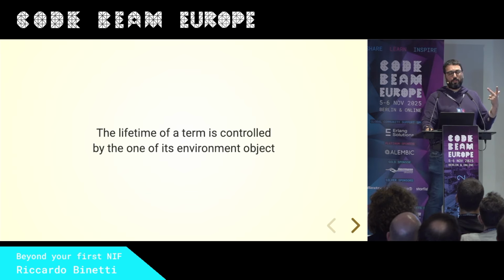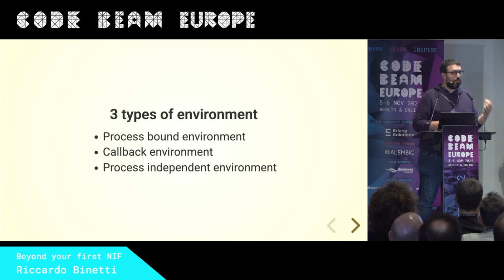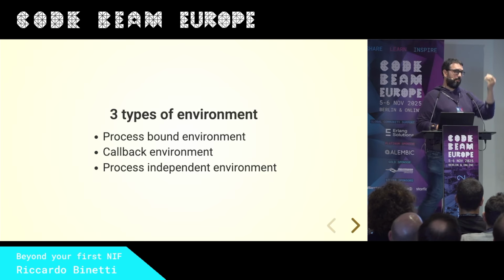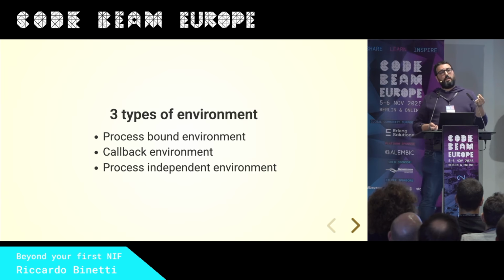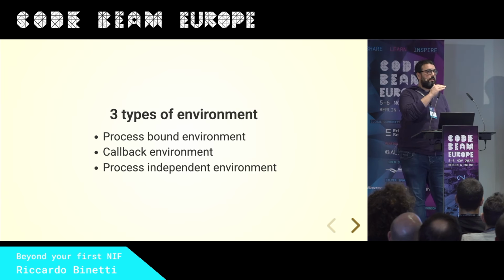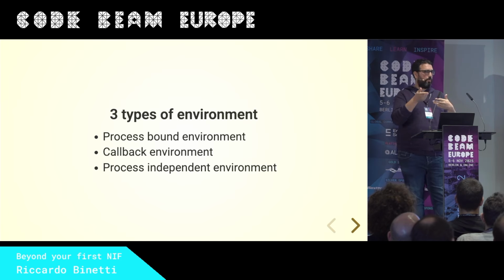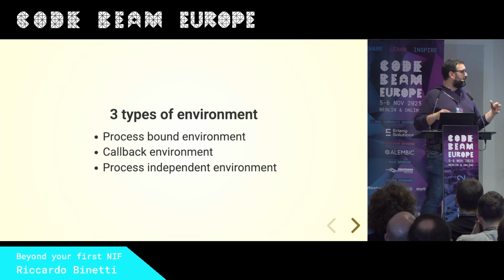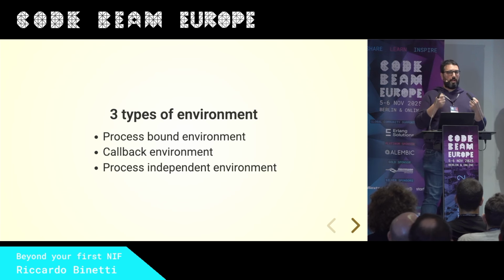There are actually 3 different types of environment. There is the process-bound environment, which is the one that gets passed as the first argument in our NIF calls, so the env that you saw before. There is a callback environment, which is very similar, but instead of being passed in NIFs, it's passed in the callbacks we use when loading our NIF, which we are going to see later. And then the third type is the process-independent environment, which is something that we can create manually.